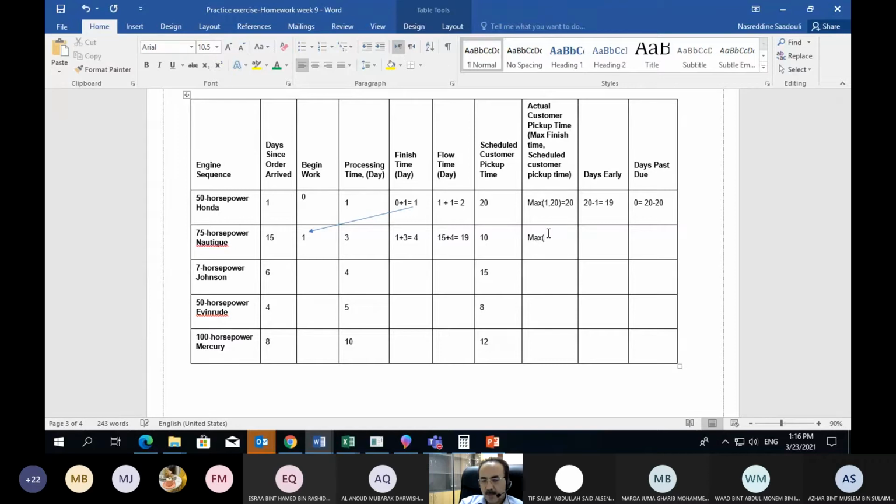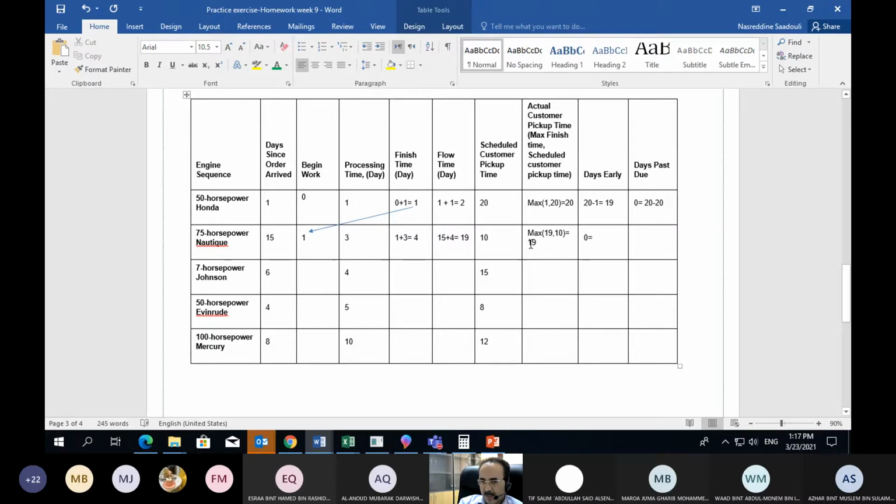And so on. So now the maximum of the finish and the promised time, which is the due date, is 19. Is this job early or late, before calculating the values, just by looking at this? It's definitely late. We promised it day 10, we finished it day 19, so it's definitely late. So the days early must be 0. And indeed, it must be 0.